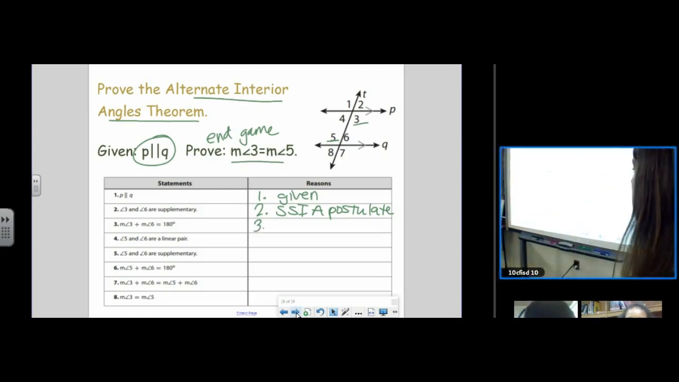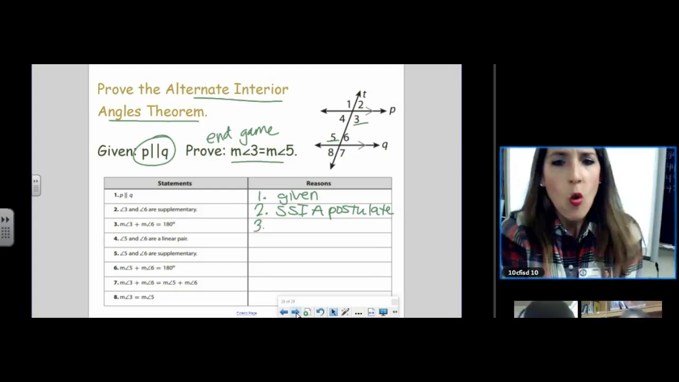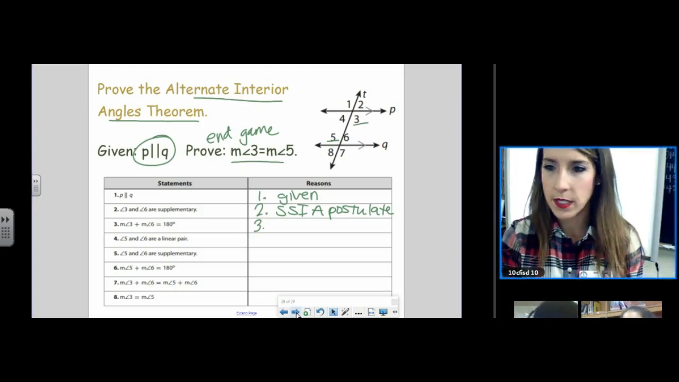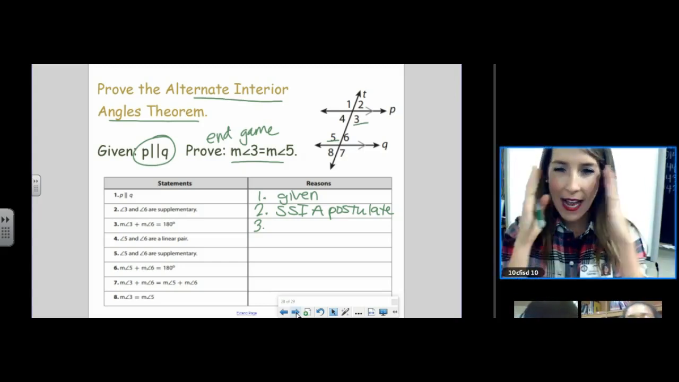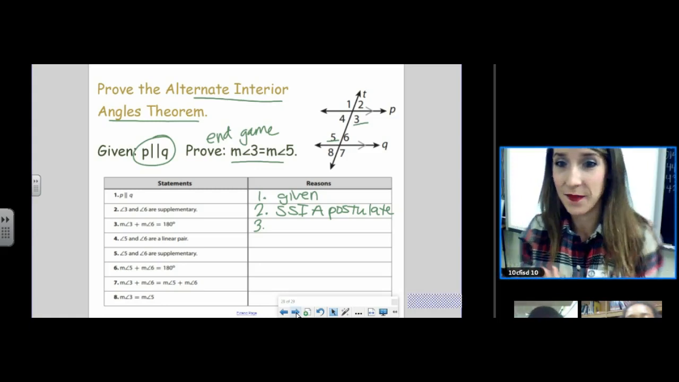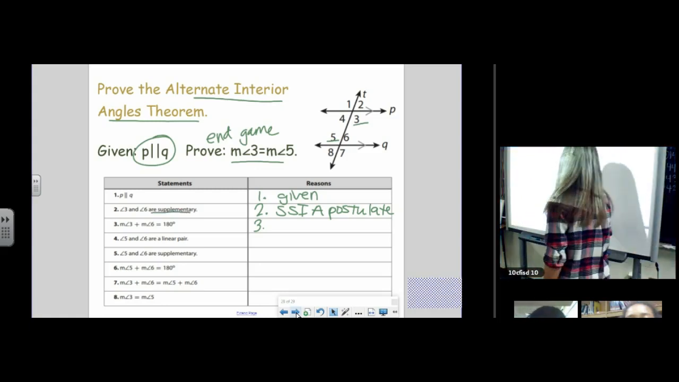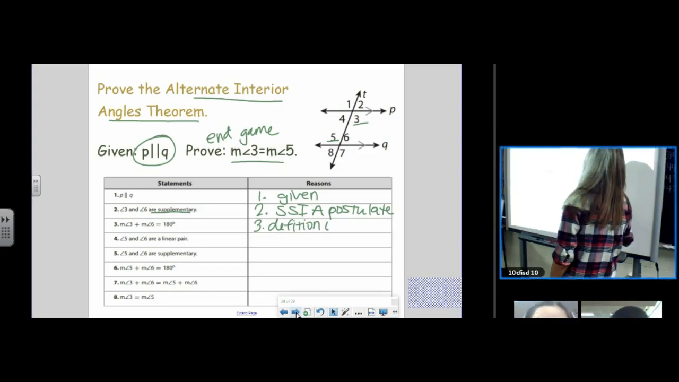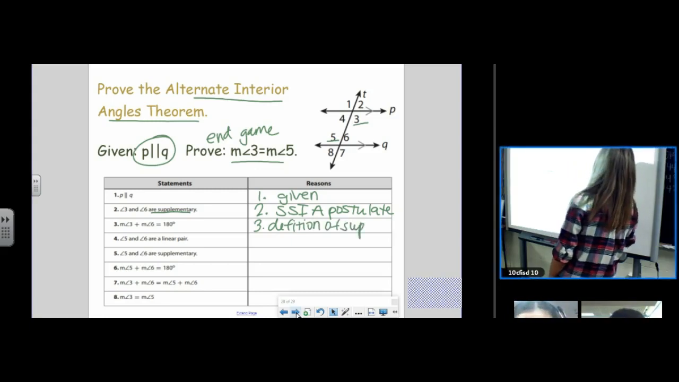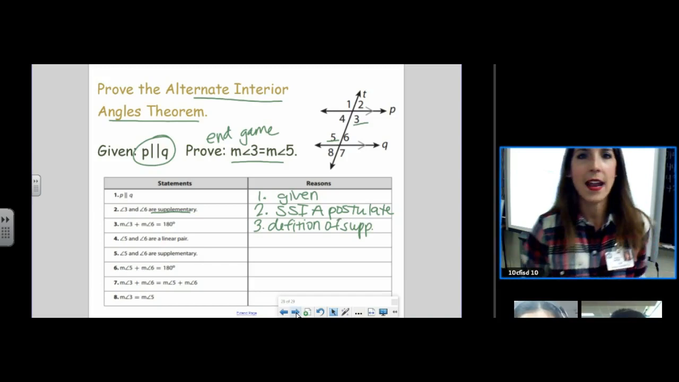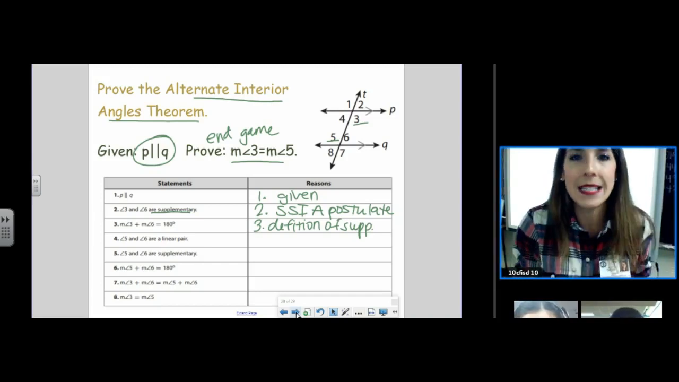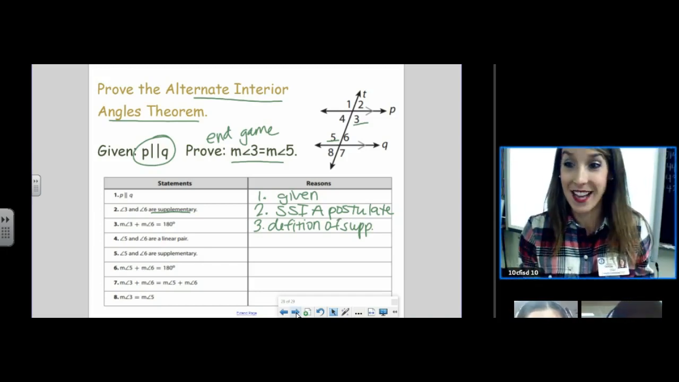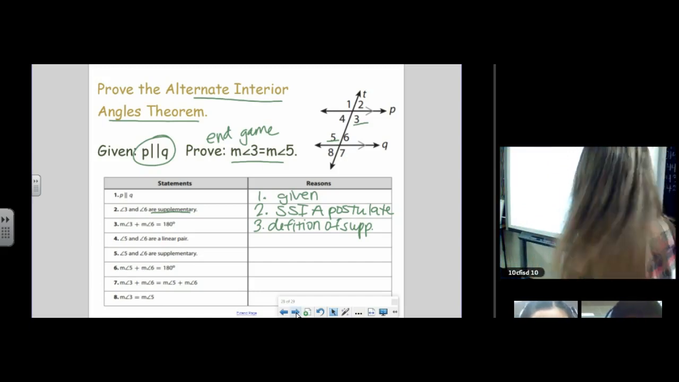Number 3. The measure of angle 3 plus the measure of angle 6 equals 180. Why does 3 plus 6 equal 180? That's what you always ask yourself. Well, because of the definition of supplementary. That was from last unit. That's why they add up to 180, because supplementary means something. It's a vocab word. It has a definition.